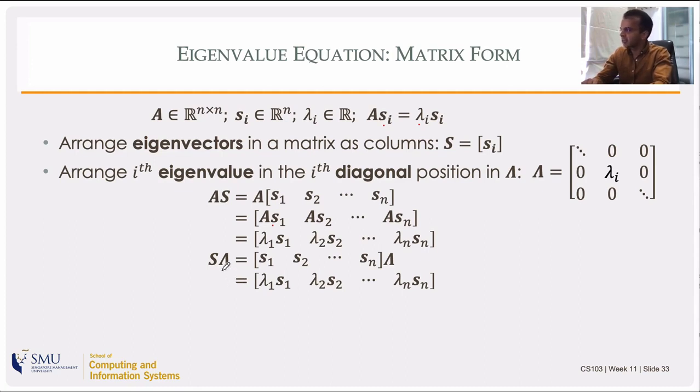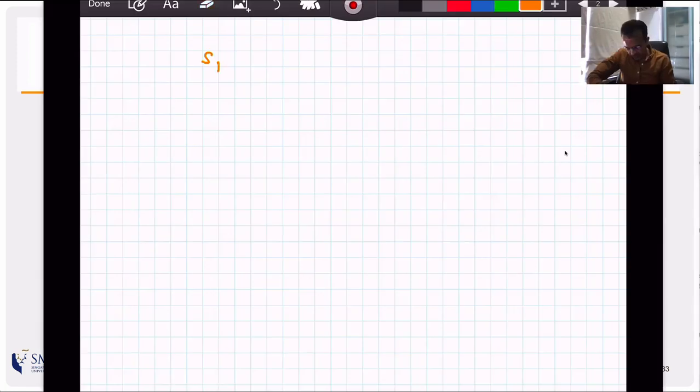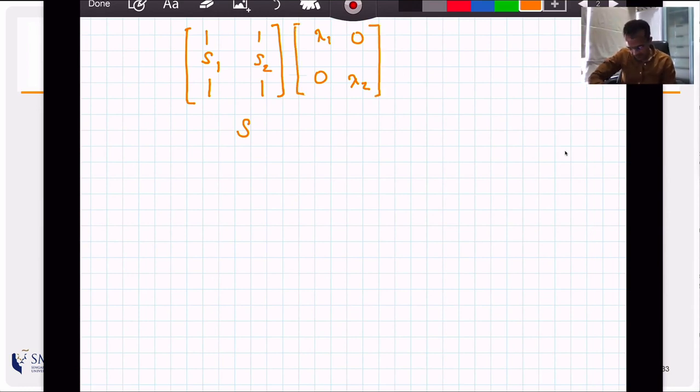Now if I look at the other side, suppose I take S times lambda. So S is just the vectors S1, S2, S3 up to Sn, and I have lambda, which is a diagonal matrix. If I do the multiplication, I'll just take 2 eigenvectors, that is my S matrix, and my lambda has lambda 1 and lambda 2 with 0 here, 0 here. In order to get the first column of the product, I'll take lambda 1 times the first column and 0 times the second column. So that product will become lambda 1 S1, and the second one, similarly, I'll take 0 times the first column and lambda 2 times the second column. I'll get lambda 2 S2.